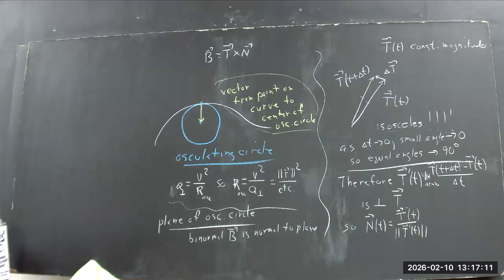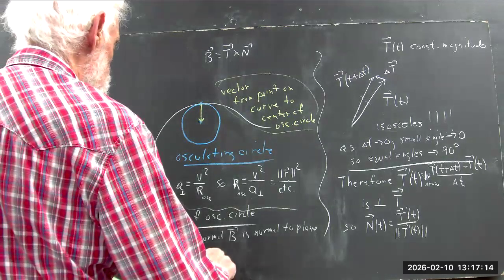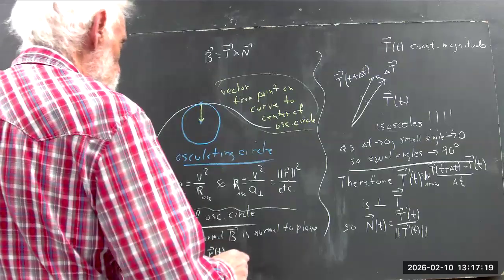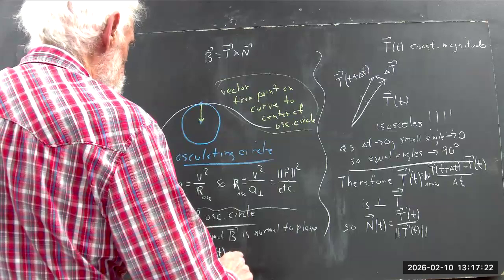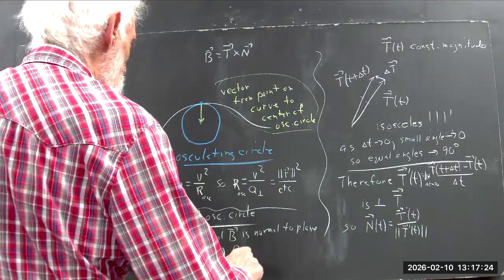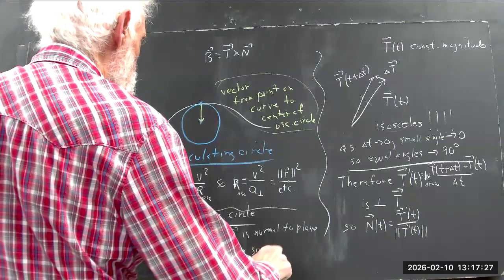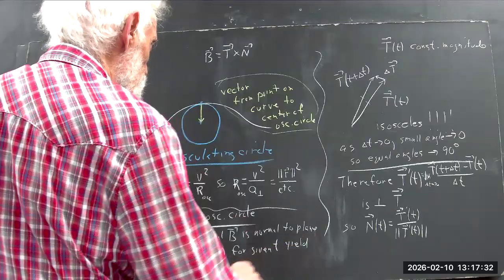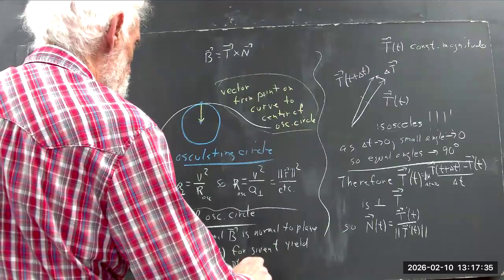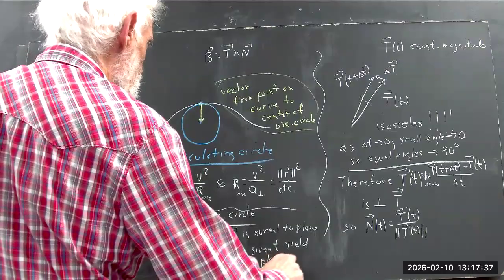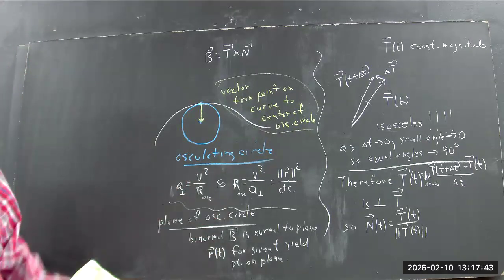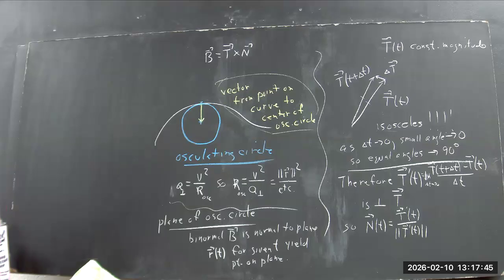Binormal B is normal to the plane. And our point, r of t, gives us a point on the plane. So we get the equation of the plane if we want it.